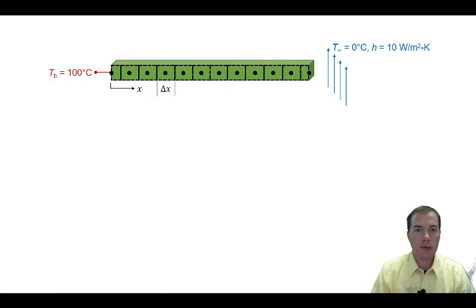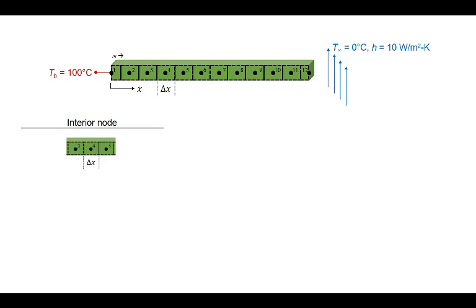Here again is the problem and the numerical mesh. We will use the variable m to count the nodes. Here I have labeled the nodes from 1 to 12. We now need to identify the governing equations for the nodes. Let's begin by looking at an interior node. Here's an example of an interior node.